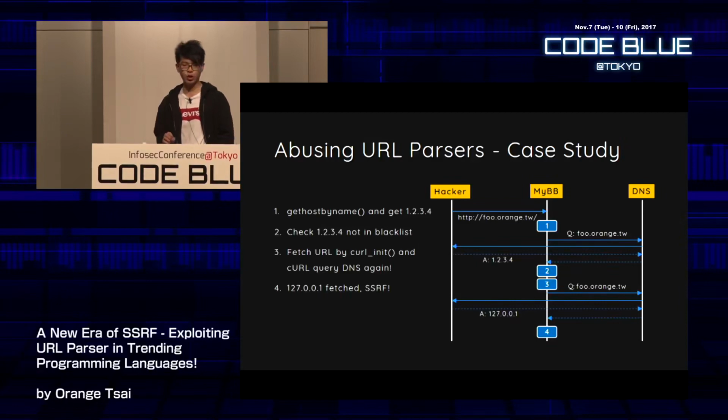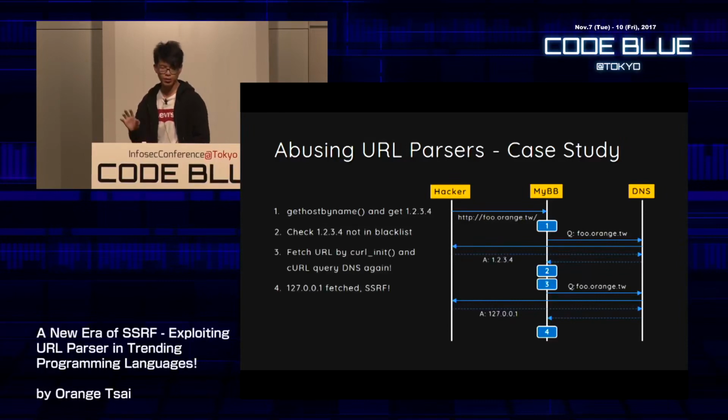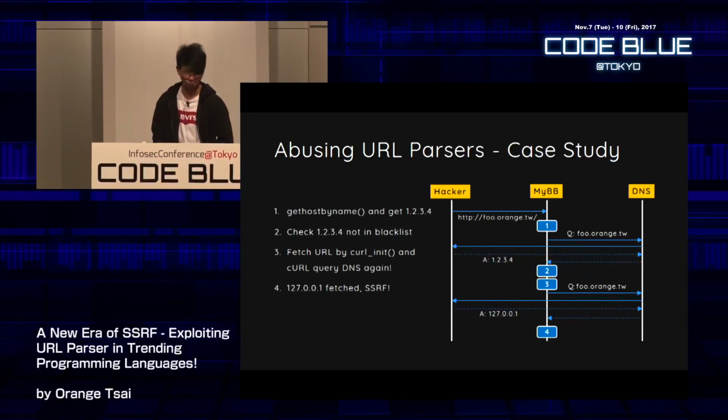At the moment, we change the DNS record to 127.0.0.1. The state in check is 1.2.3.4, but the state in use is 127.0.0.1, so that we can bypass the protection.